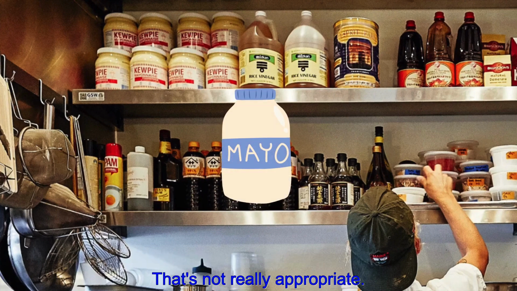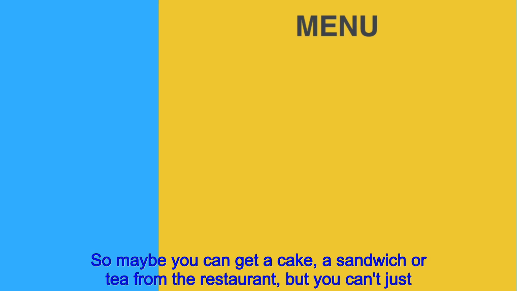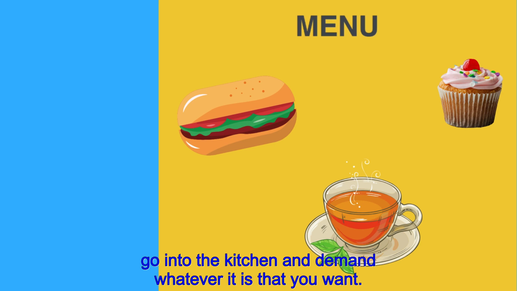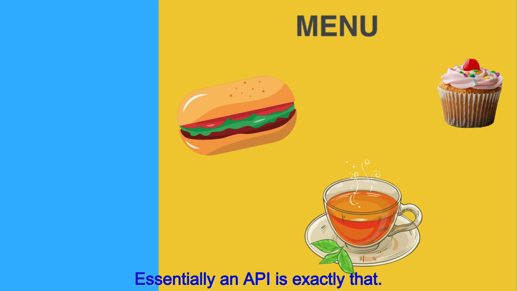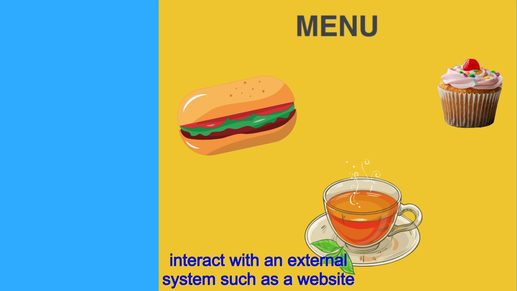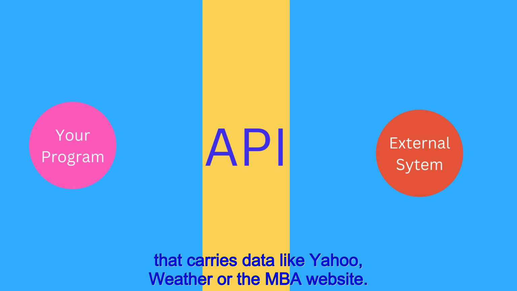That's not really appropriate. In a restaurant, we have a menu, and this menu is kind of like the interface between you and the restaurant. It's the thing that tells you what you can order and what you can't. So maybe you can get a cake, a sandwich, or tea from the restaurant, but you can't just go into the kitchen and demand whatever it is that you want. Essentially, an API is exactly that. It's the menu. It's all of the things that you can do to interact with an external system, such as a website that carries data like Yahoo Weather or the NBA website.